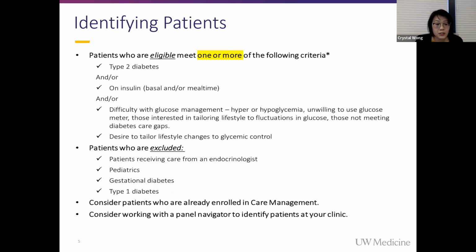Some good places to find patients, you might have some complex patients with diabetes who are already enrolled in care management. That's always a good place to start, especially since this program is very collaborative with the clinic RN and RD. Also, if you're doing your panel management meetings and you're working with a panel navigator to run your diabetes list, take a look and see if any of your patients who aren't meeting the A1C goal might actually be a good fit for this program.